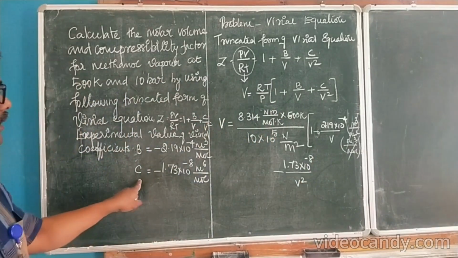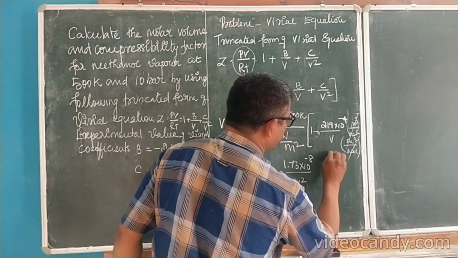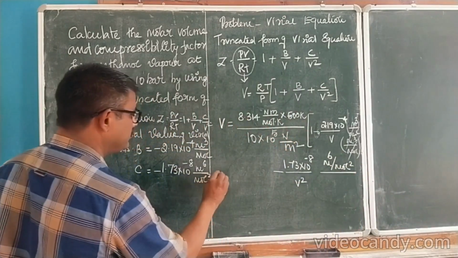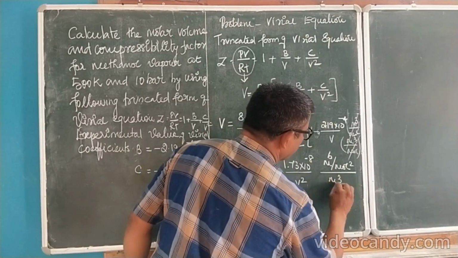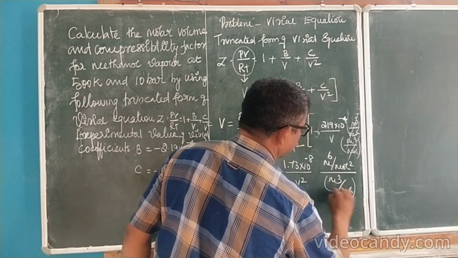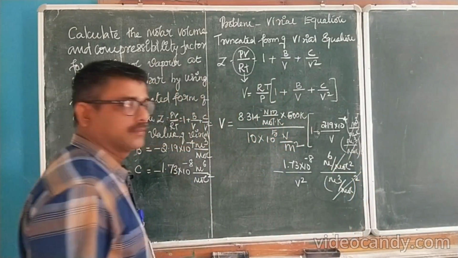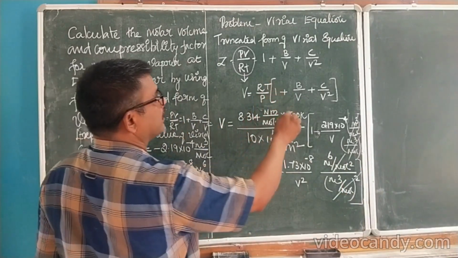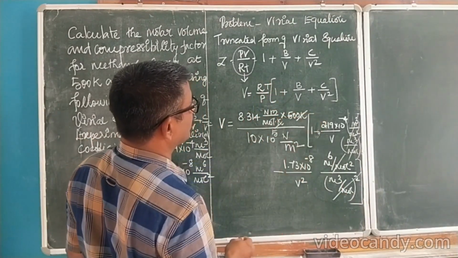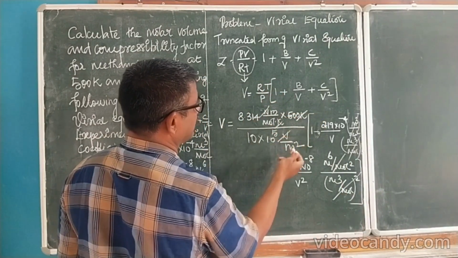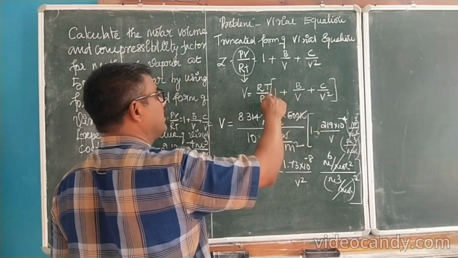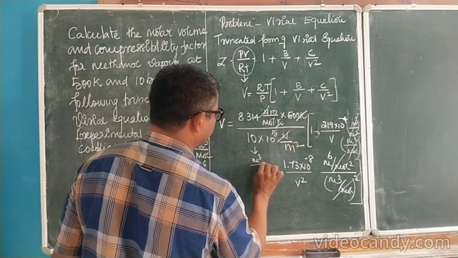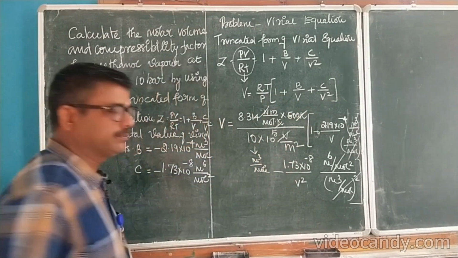The unit of C is meter power 6 per mole square divided by meter cube per mole the whole square. Again units get cancelled. Clear? Now all the values are substituted. Come to here. Kelvin gets cancelled. Newton gets cancelled. The remaining thing is meter square in the numerator, divided by meter cube per mole. This unit is meter cube per mole. This is the unit of molar volume.